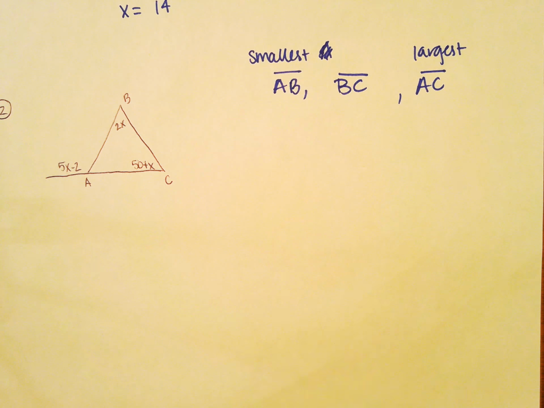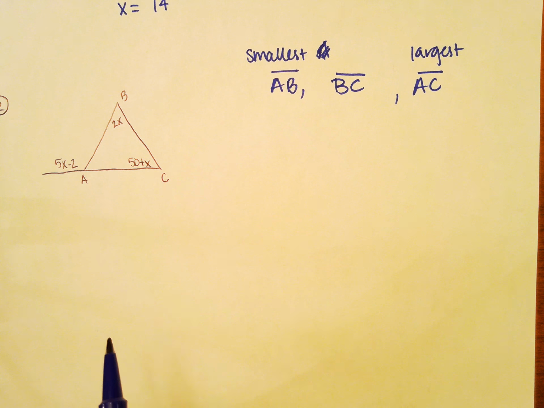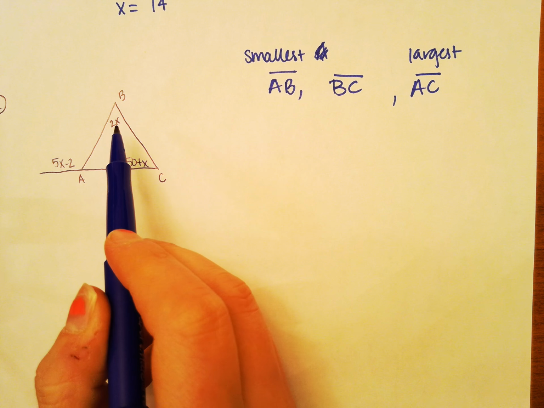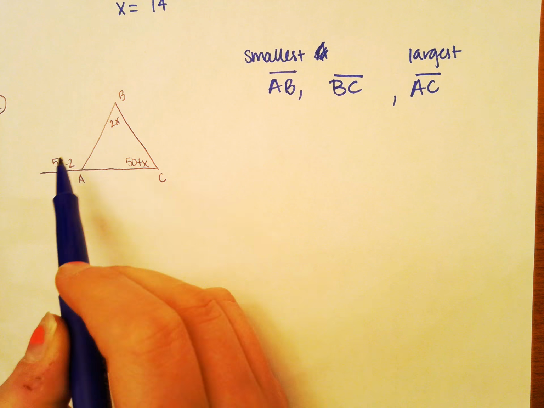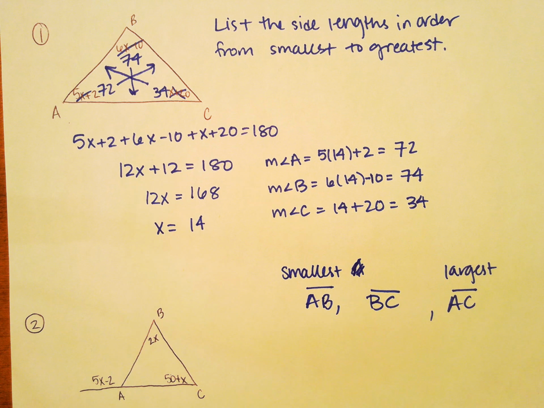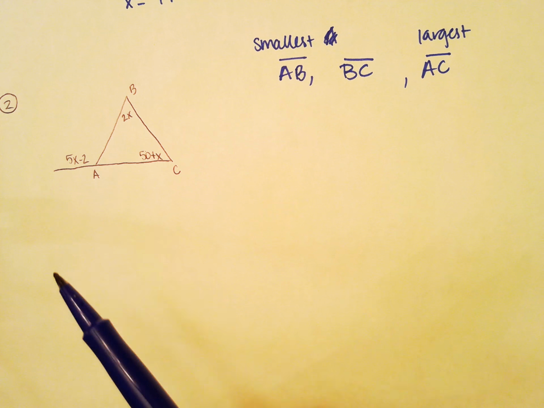Okay, same thing for number 2. Like in this example, we're listing our side lengths in order from smallest to greatest. We have this triangle here. I don't know my angles, but I do know some things about them. I know that this angle here is 2x, this angle is 50 plus x, and this is 5x minus 2. Now this is not the same as example 1. We're not using the triangle sum theorem here because I don't have all 3 angles inside my triangle, but I do have an angle outside my triangle, which is an exterior angle.